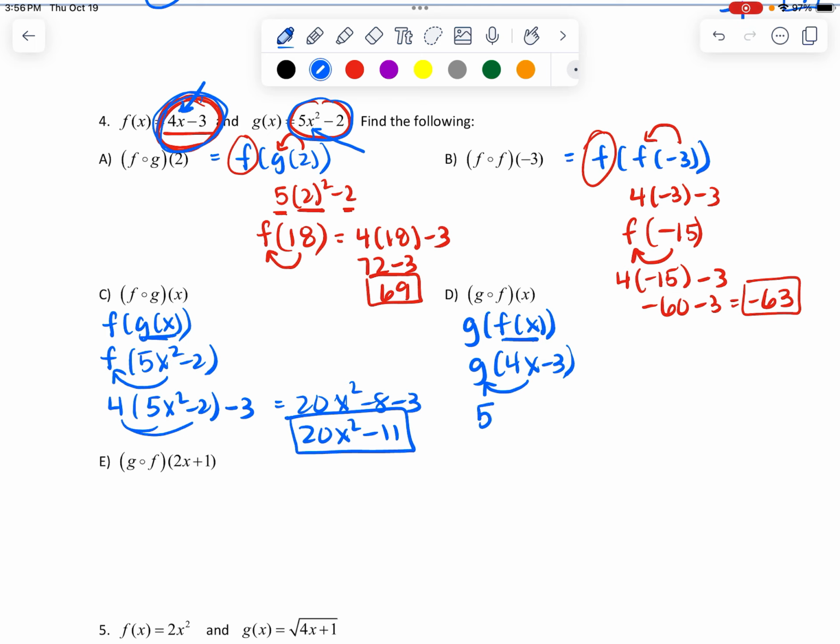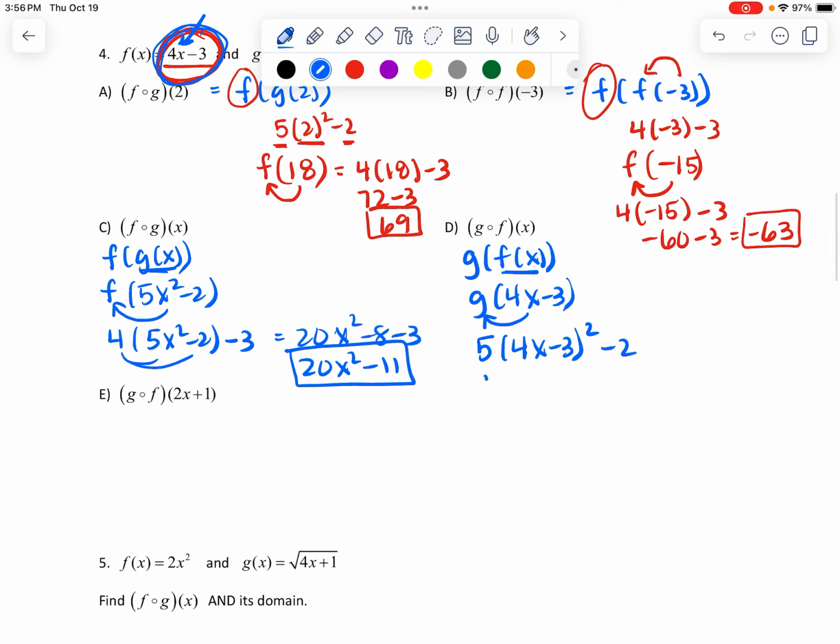So it's going to be 5 times 4x minus 3. Don't forget to square it, and then a minus 2. Okay? All right, guys, the 4x minus 3 squared really means 5 times 4x minus 3 times 4x minus 3 minus 2. Now, look, you can distribute the 5 first, but I really prefer multiplying these guys together first. I think it's a little bit easier.